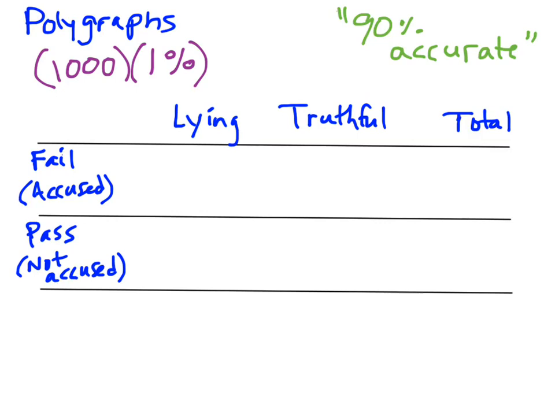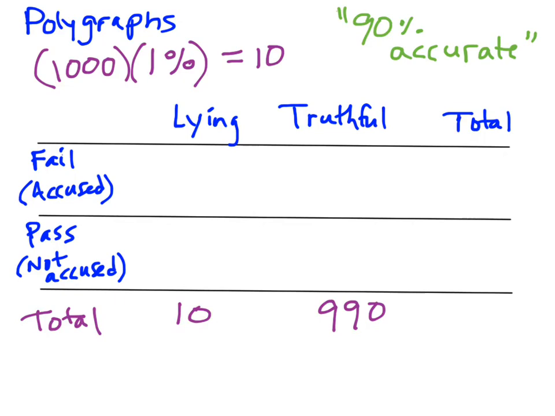Okay, so we have 1% of people lying, or 10 people. And then the other 990 would be telling the truth. So let's put some totals here: 10 are lying, 990 are telling the truth. Now out of the people who are lying, the polygraph or lie detector is 90% accurate at detecting that. So 90% of 10 is 1. Oh, I'm sorry, 90% is 9.